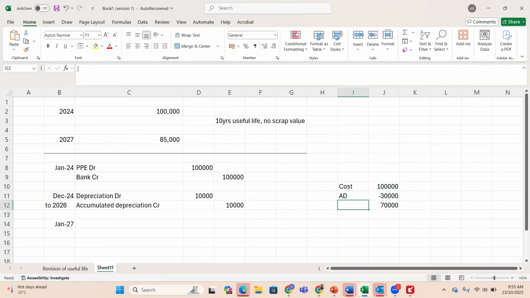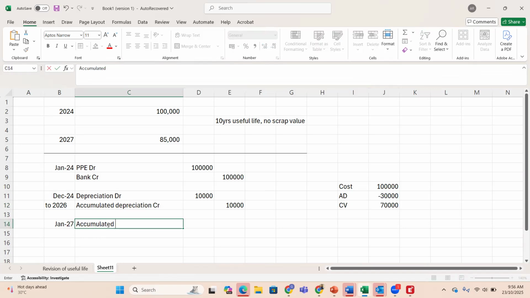What is this amount called? It's called carrying value. Given that these two, is there any ledger for this? No. There are only ledgers for these two. Given that there are only ledgers for the two, what entry would I give? Okay, accumulated depreciation debit. How much?